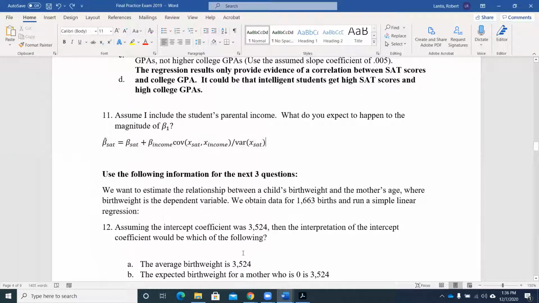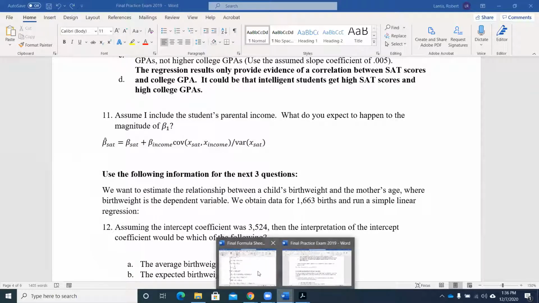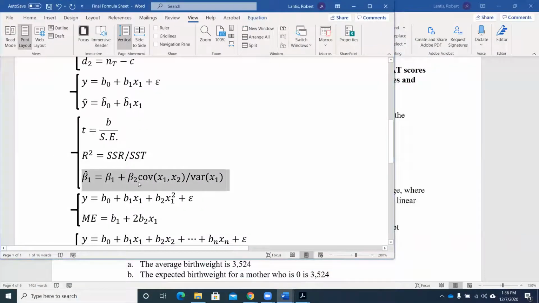When I'm thinking about this in general, even not for this specific problem, beta 2 and then the covariance: beta 2 represents the relationship between the y variable and whatever variable x2 was left out of the regression. In our example, that was parental income. The covariance, remember, is just the relationship, the correlation, between the variable you included, which for us was SAT score, and the variable you left out, which was income.